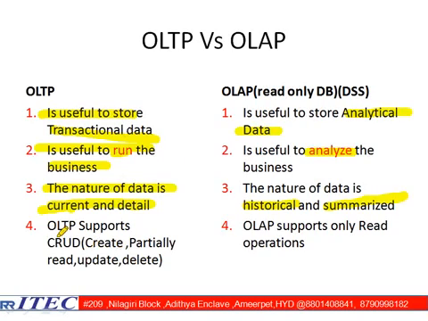Now, from the 4th point onwards, today's learning is going to happen. The 4th point is that OLTP supports CRUD: create, partial reading, update, deleting. We can create a record in the database, we can read some of the records, that is partial reading, we can update the record, and we can delete the record in OLTP. Whereas in OLAP, we need to do only one activity, and that activity is called reading.